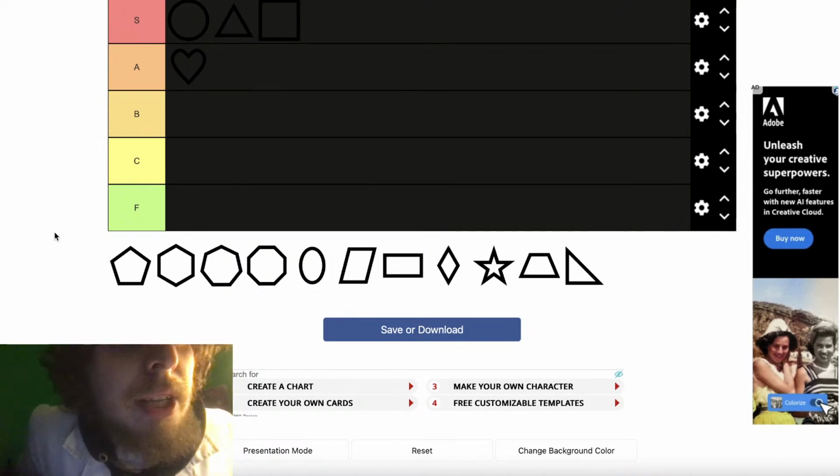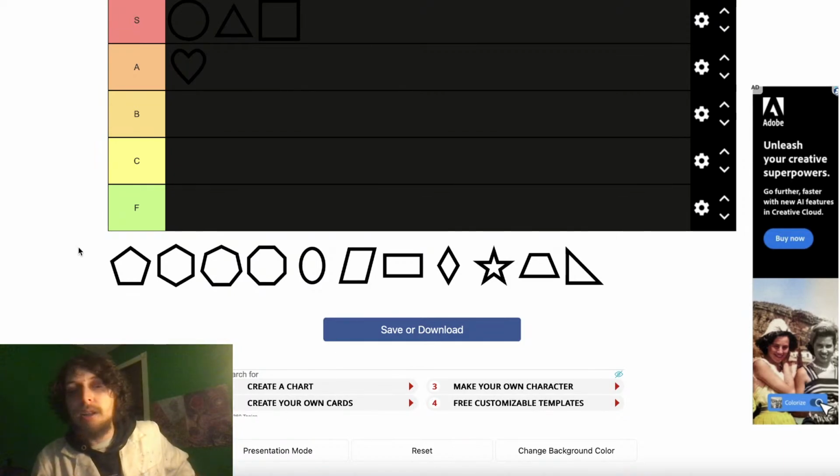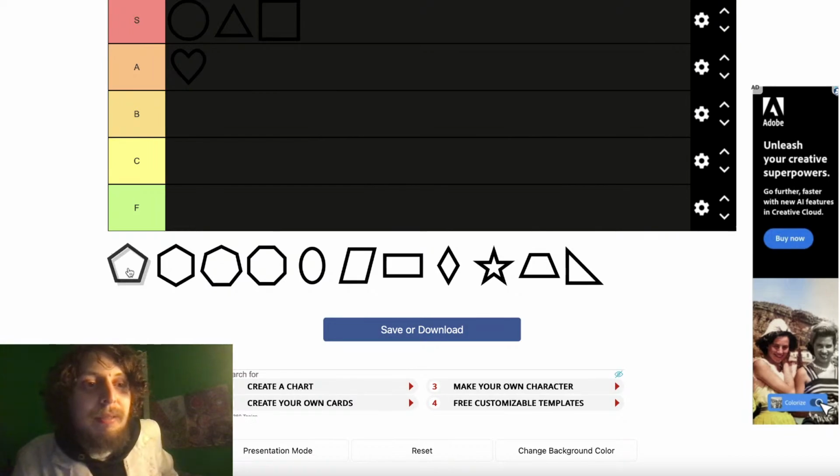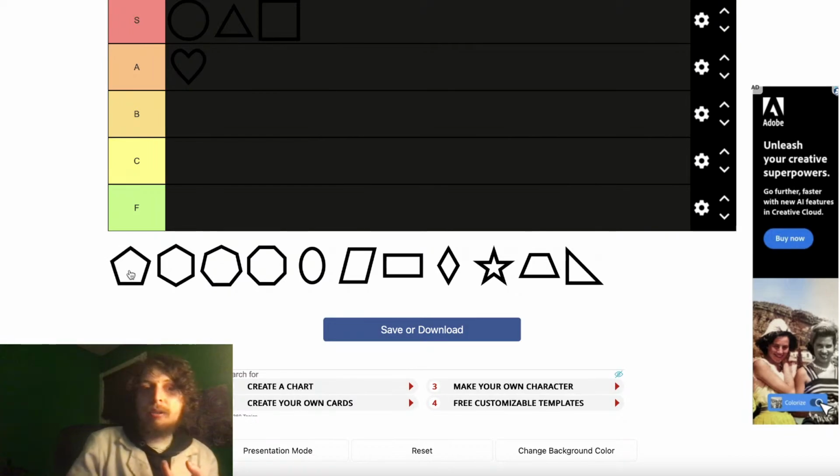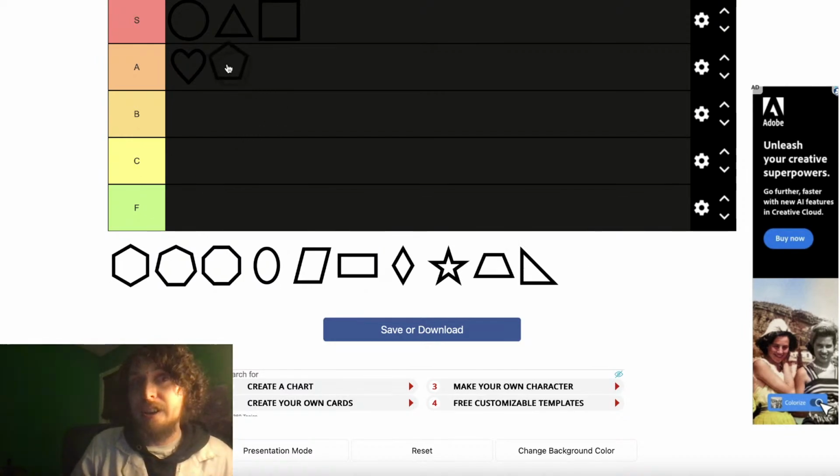Now, let's go down the list of sides of regular polygon, and a pentagon is not quite S tier because it's a little weirder, little less common, but it can wrap around in 3D to make dodecahedrons. It does have the golden ratio hidden all over it, so it's getting A tier.